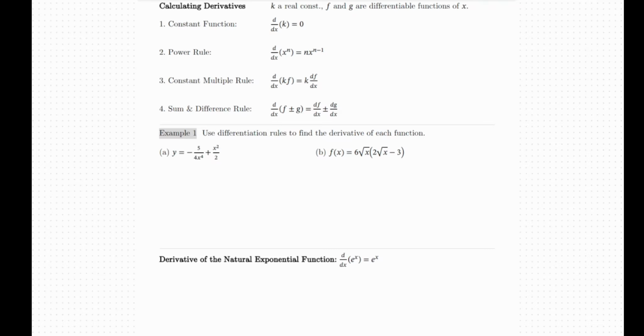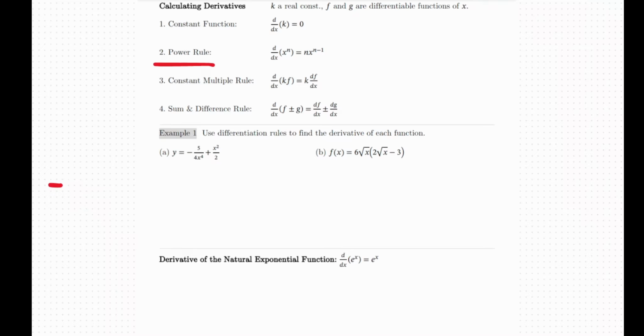Okay, so essentially we have negative 5 over 4x to the fourth. We're just going to deal with this first. So we're going to disregard the x squared plus x squared over 2 for now. We're just going to be dealing with negative 5 over 4x to the fourth. So basically, we're going to want to use the power rule for this. So that's just going to be nx to the n minus 1. Obviously, you have your x, but we're going to rewrite this before we consider the power rule.